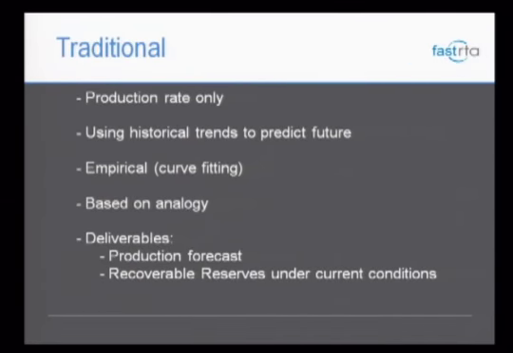I want to split production or well performance analysis into two parts. And one of those parts is traditional. Traditional production data analysis, I think, is fairly well known in the industry. We use the ARPS decline curves. Those are really the cornerstone of reserves evaluation and production forecasting. Probably most of you are using these sorts of decline curves every day in your job.